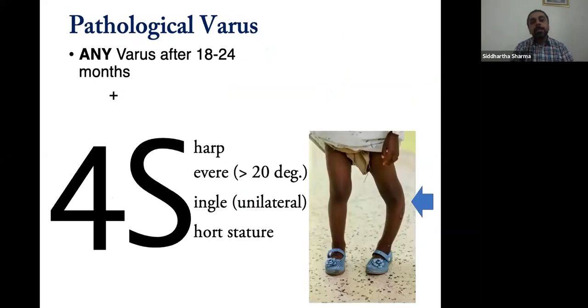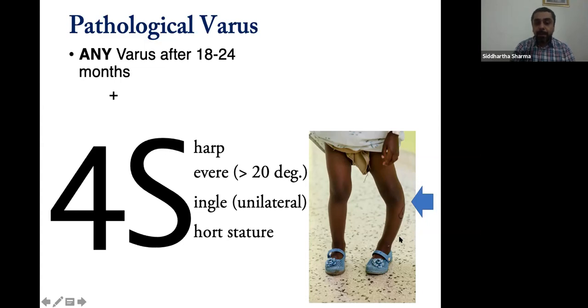Now then, what is pathological varus? Any varus after 18 to 24 months of age, you should consider as pathological. And remember the 4 S's. Sharp varus, as you can see here, this is a toddler with Blount's disease.